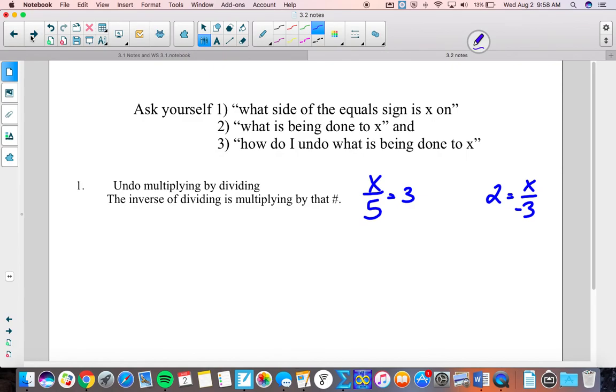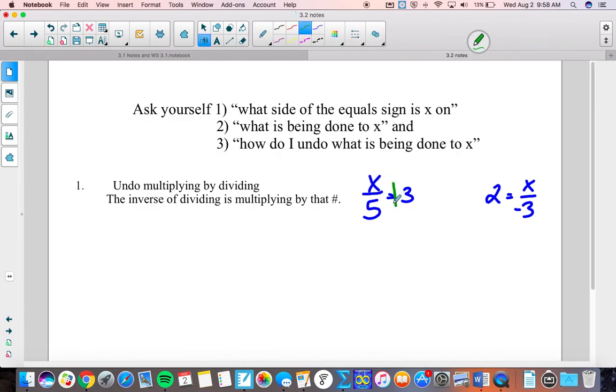Let's try these. What side of the equal sign is x on? x is on the left side of the equal sign. I like to make it more of a dashed line. What's being done to it? It's being divided by 5. How do you undo dividing by 5? You multiply by 5. So I'm just going to put a little dot here for multiplication. And what you do to one side, do to the other.